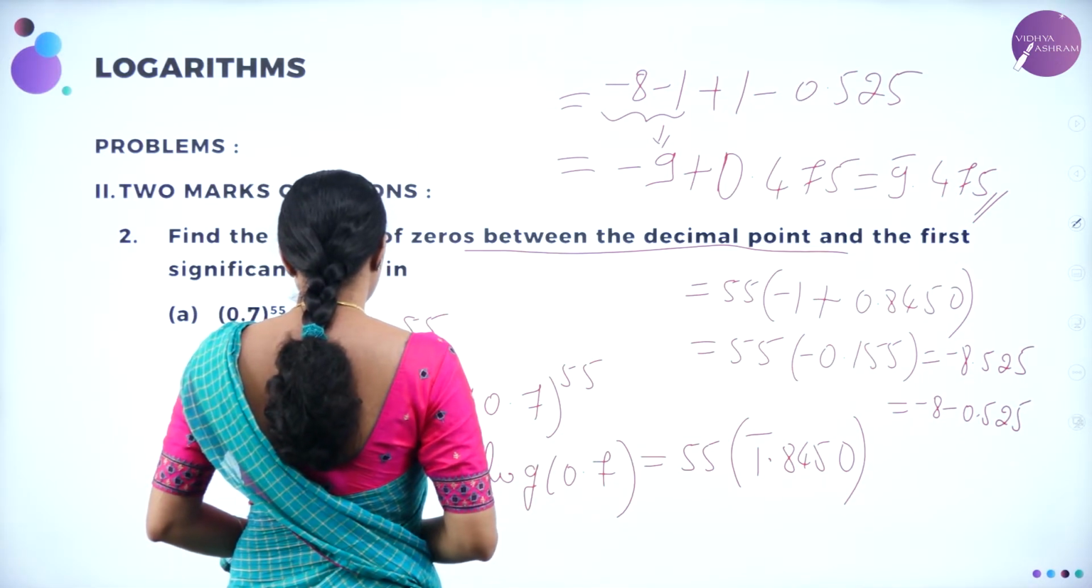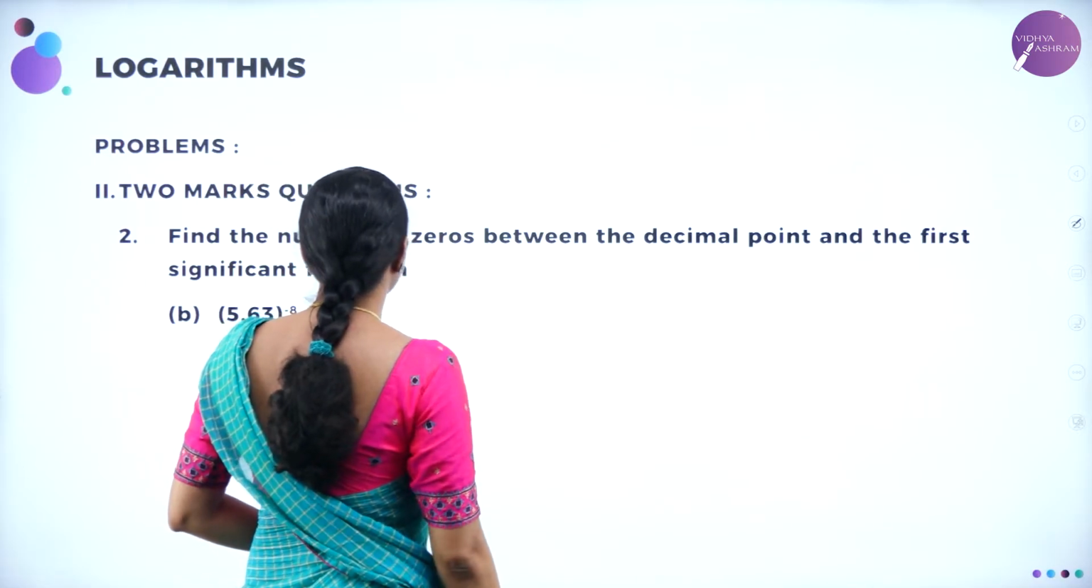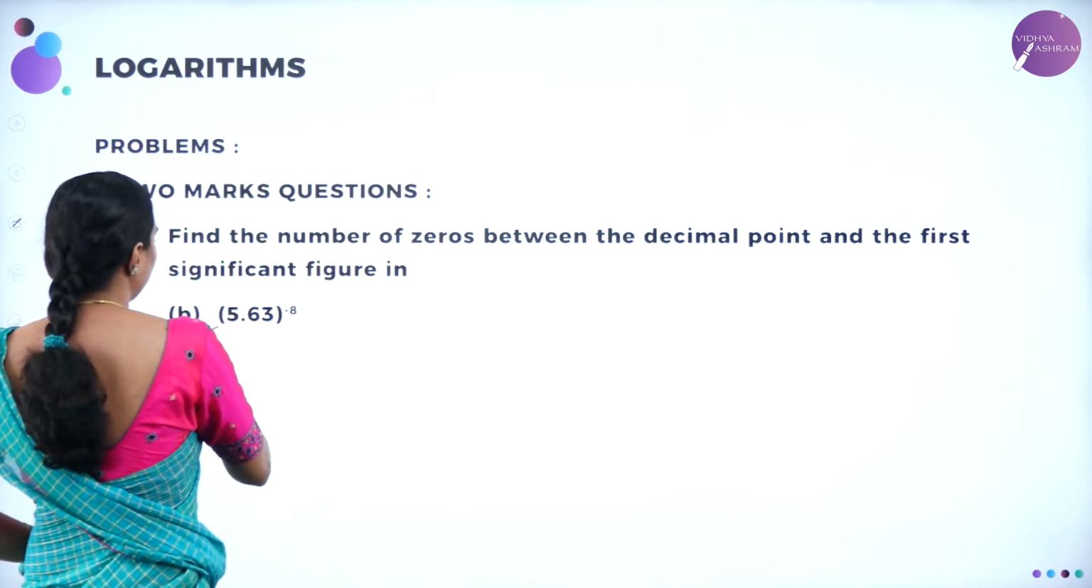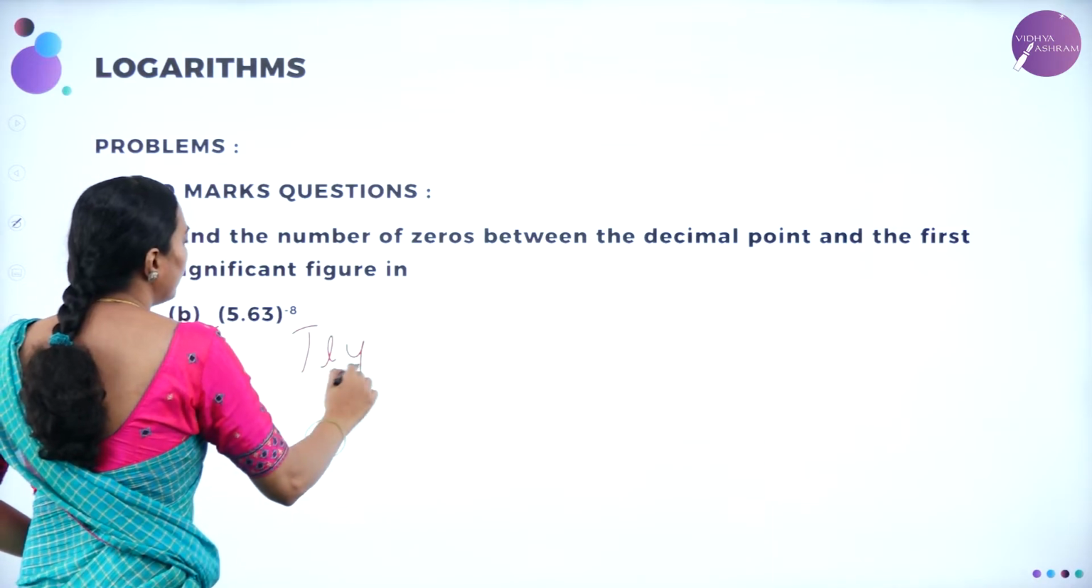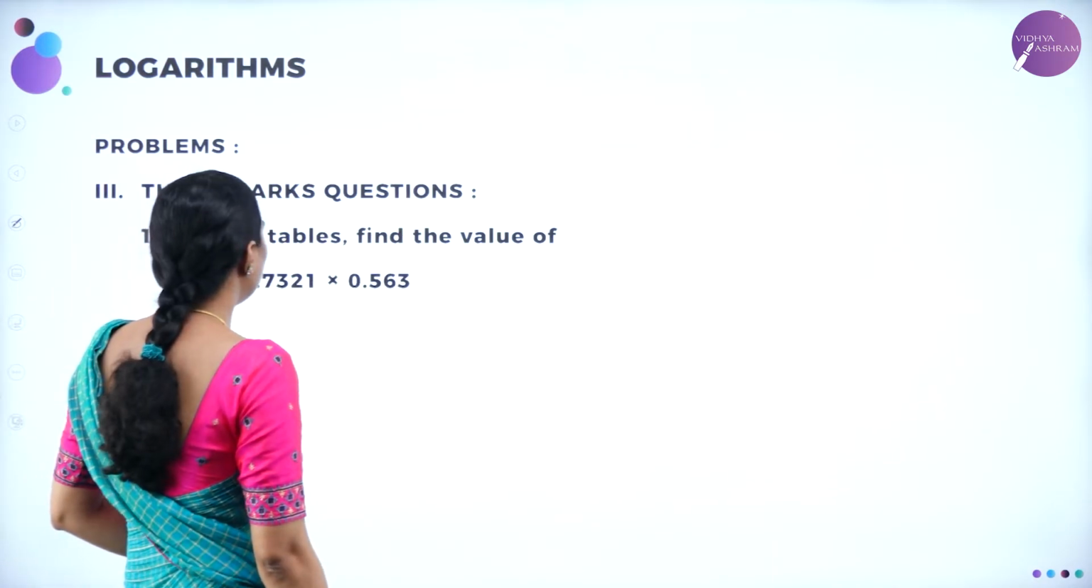Okay, we'll move on to the next one, which is nothing but find the number of zeros. You can try this one, how to get the result. So, next one.